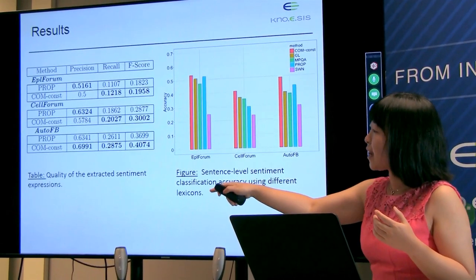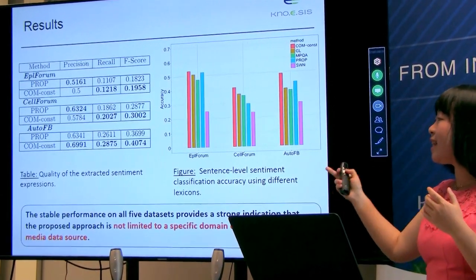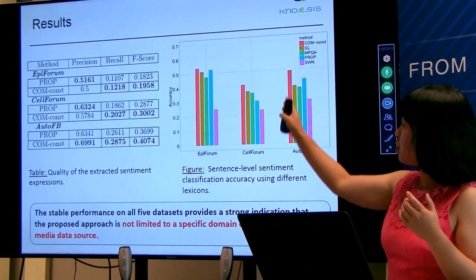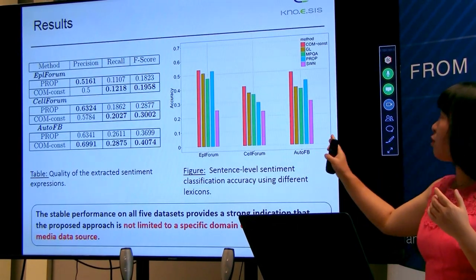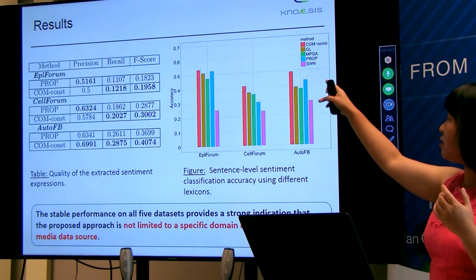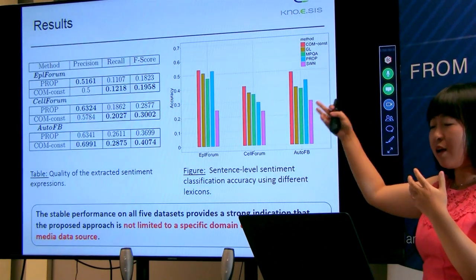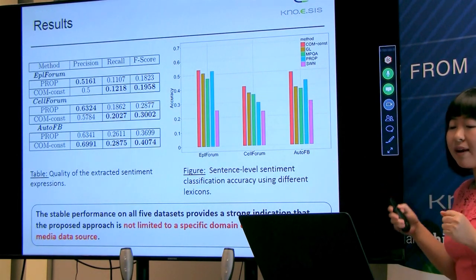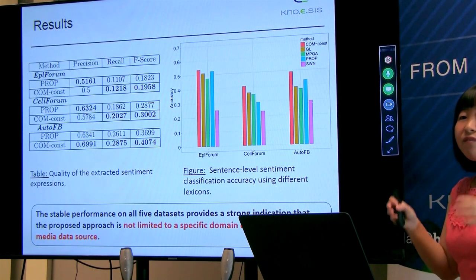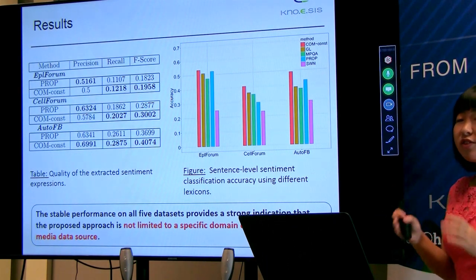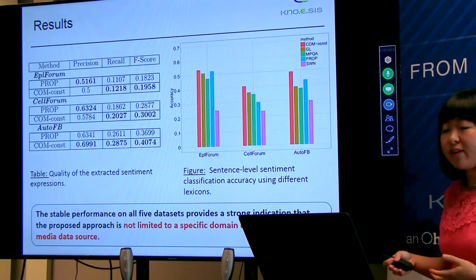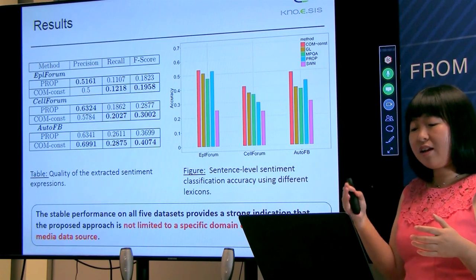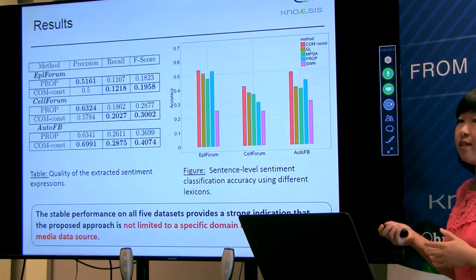And then we apply the extracted sentiment expressions to classify the sentences in the posts. So the pink bar represents our approach. You can see it still outperforms all the other approaches based on either the expressions extracted by propagation or the general sentiment lexicon. But the stable performance of our approach on five very different data sets, covering different domains and different data sources, demonstrates that the proposed approach is a generic approach. It's not limited to a specific domain or specific data sources.